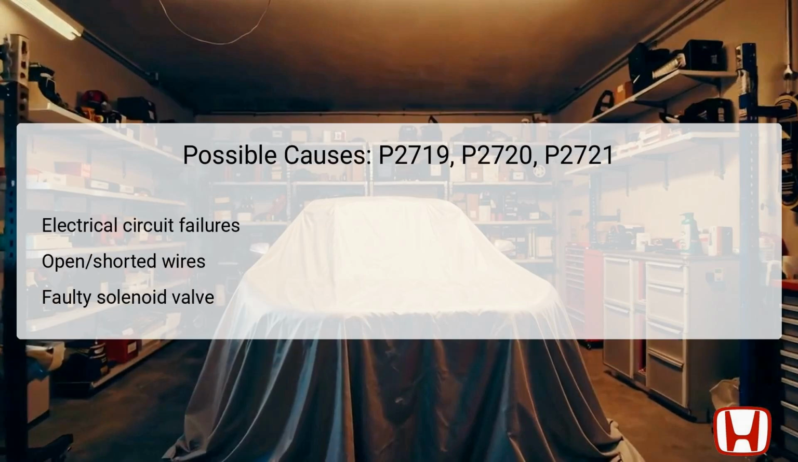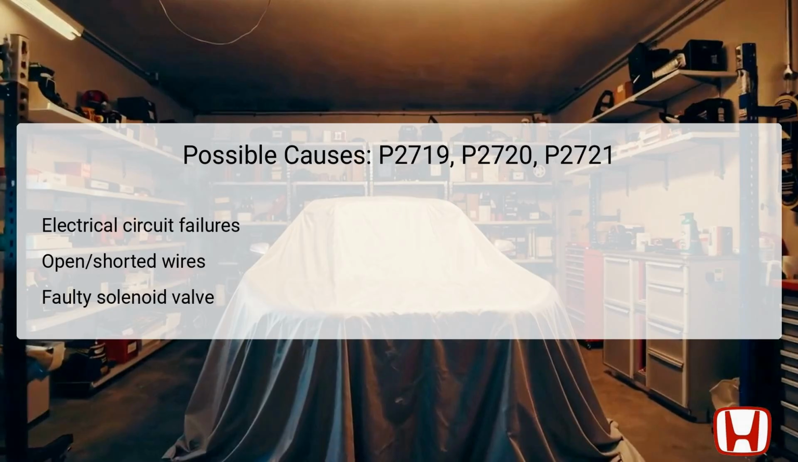The potential causes for these DTCs primarily revolve around electrical issues rather than mechanical failures. One common cause is an electrical circuit failure, where signals to and from the solenoid are interrupted, leading to poor performance. Open or shorted wires are a significant concern, such as breaks in the insulation or disconnections that would impact communication with the transmission control module, TCM.